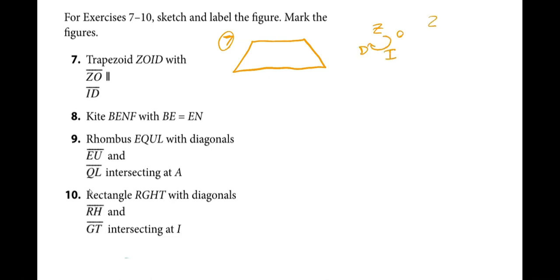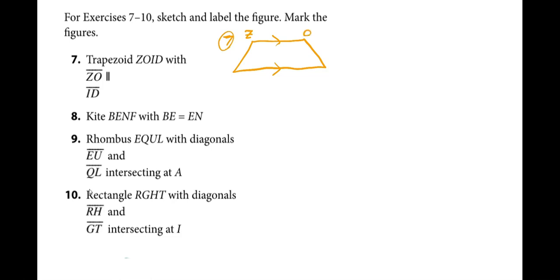You can't just be like Z and then O and then I and then D. That would connect like this, and that would not be a polygon. That would be 2 separate triangles, right? So we have to go around either clockwise or counterclockwise. So I'm going to wait until they tell me which sides are parallel. It says ZO is parallel, so here's ZO.